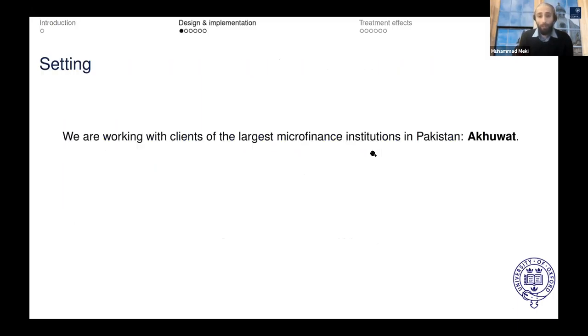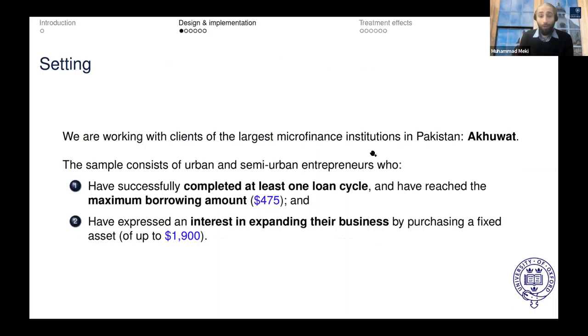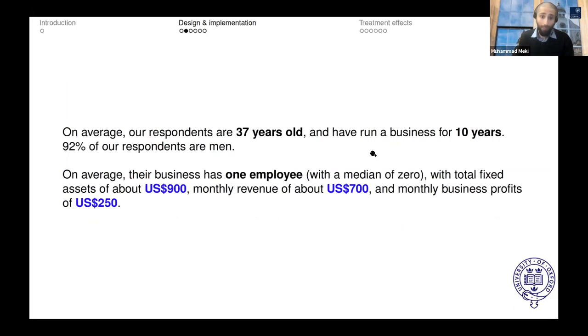Now, who are these clients? As I said, we're working with one of the largest MFIs in Pakistan, by the name of Akhuwat. These graduated borrowers are individuals who have previously taken at least one loan and have reached the maximum amount of borrowing at the MFI, which is just under $500. They've expressed an interest in expanding their business by purchasing a fixed asset, and we allow them to purchase a fixed asset of up to around $2,000. So essentially, we're strongly backing these graduated borrowers by providing them an amount of financing that's almost four times greater than what they previously had available to them.